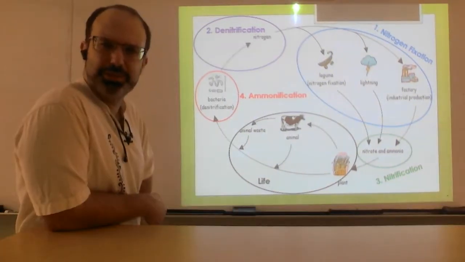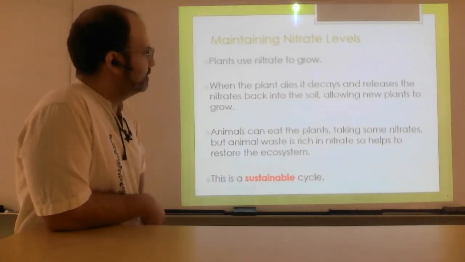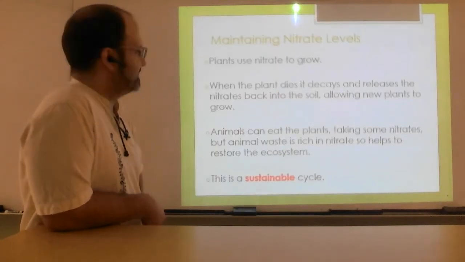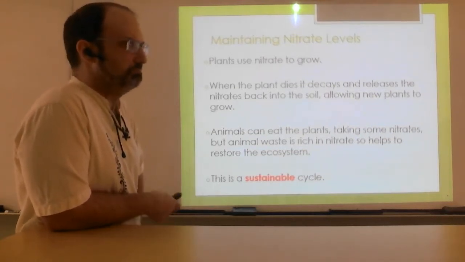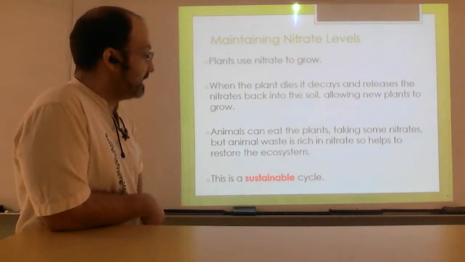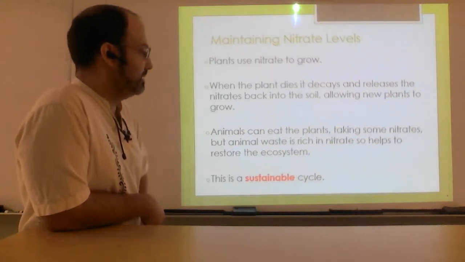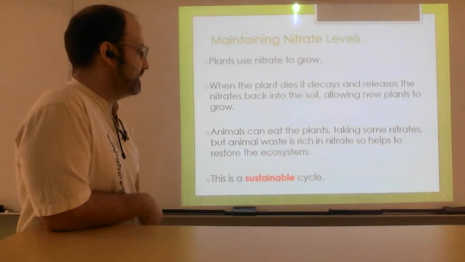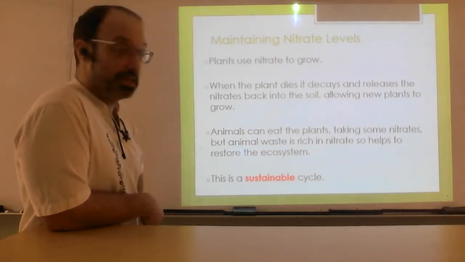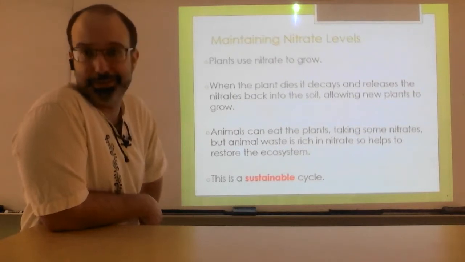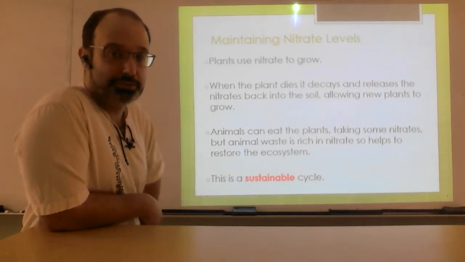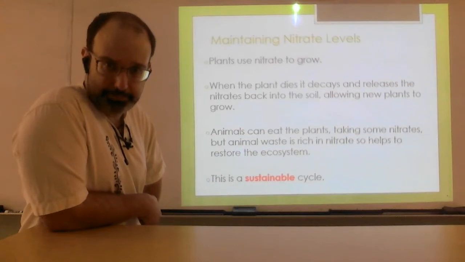So what does this all mean? Well, plants use nitrates to grow. We've already established that. And when plants die and decay, they release that nitrates back in the soil, allowing new plants to then grow. Okay, pretty straightforward. Animals can eat the plants, taking those nitrates in, but animal waste is rich in nitrates, and so it helps restore the ecosystem. This is a sustainable ecosystem, a sustainable cycle. Why? Because it'll keep going forever. So long as you got plants growing and animals pooping, everything will be fine.